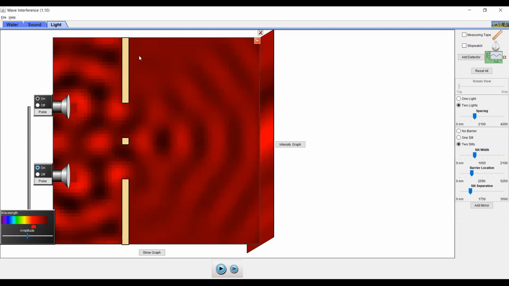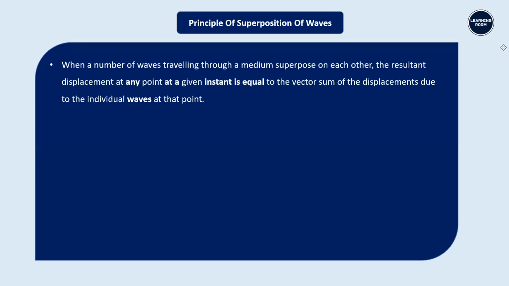So is there any doubt? Clear? Coming back to this point, write down the heading as principle of superposition of waves. The first point is when you have a number of waves, the number can be anything. In the example we took, you have multiple rays, let's say. When a number of waves are traveling through a medium, that medium can be anything, they superpose on each other.